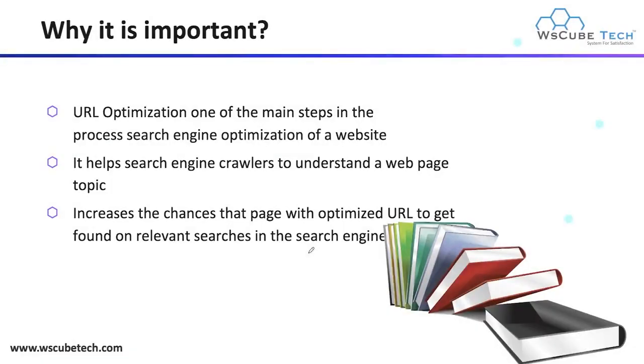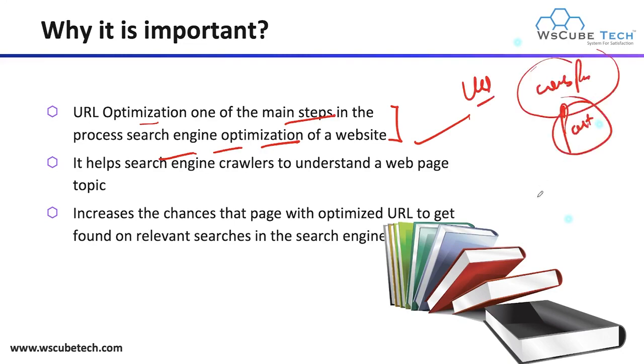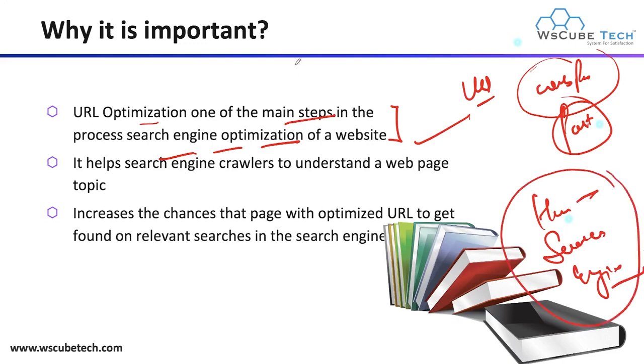Now the question is, how important is the URL? URL optimization is important because it is one of the main steps in the process of search engine optimization of a website, because in that case you can simply edit the URL of your particular web page or your particular post and make it human readable or search engine readable. So that the search engine considers that if your URL has this particular keyword, then your particular web page or post must be relevant to this particular keyword here.